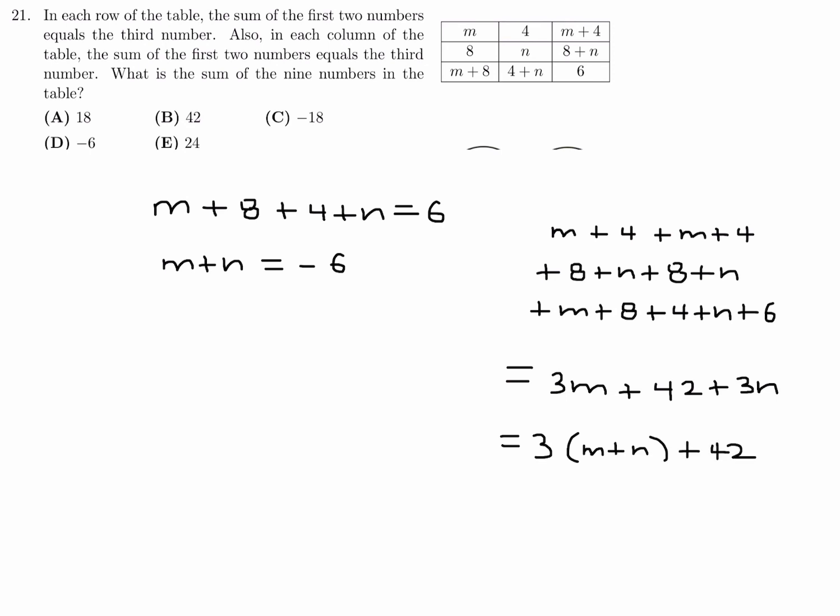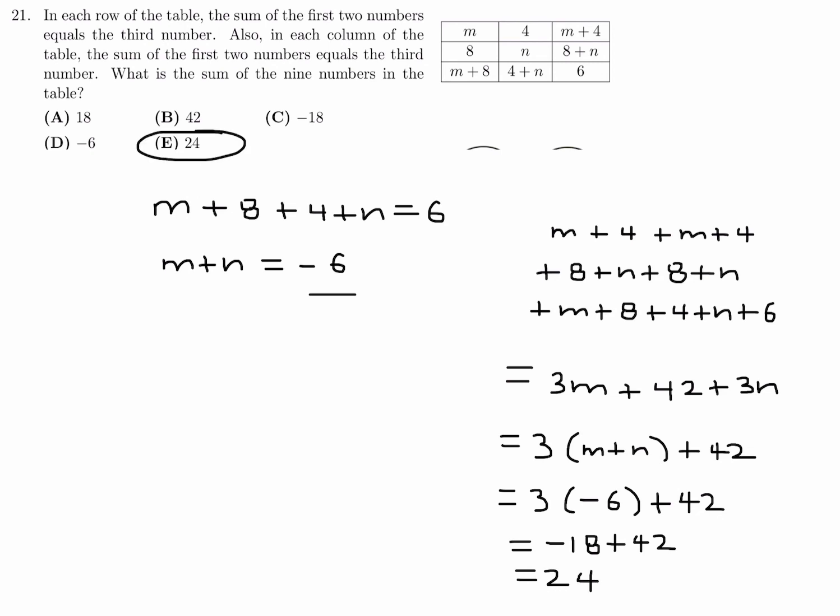And the good news is that m plus n, we just figured out, was minus 6. So there you go. And that's going to be negative 18 plus 42, and that is equal to 24. So number 21, the answer is E.